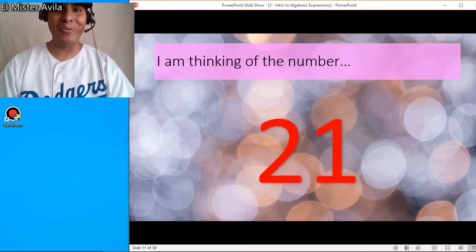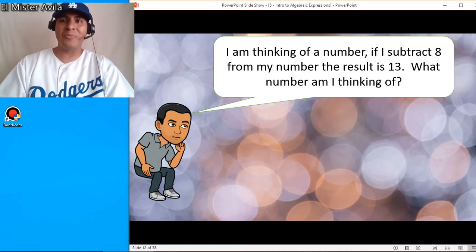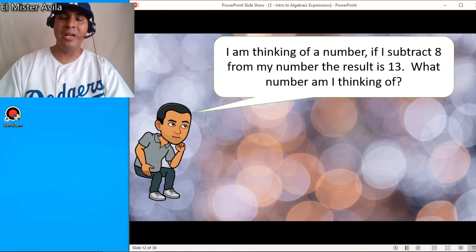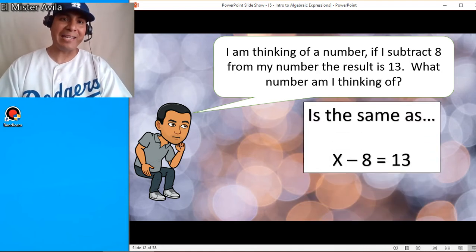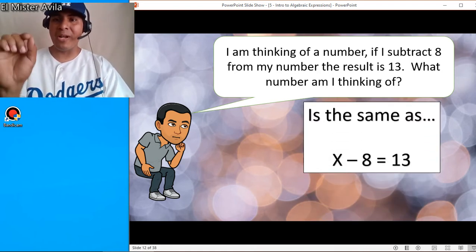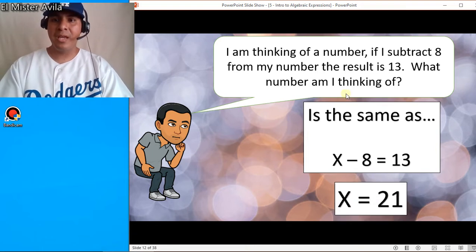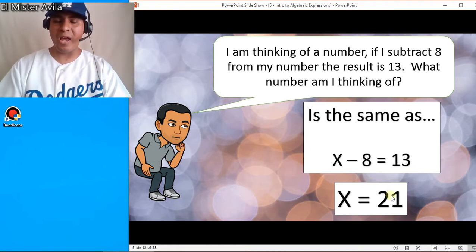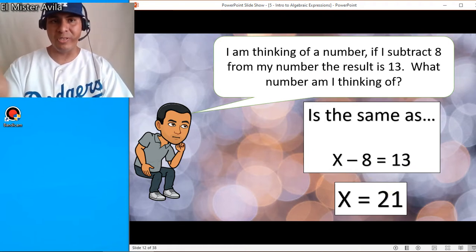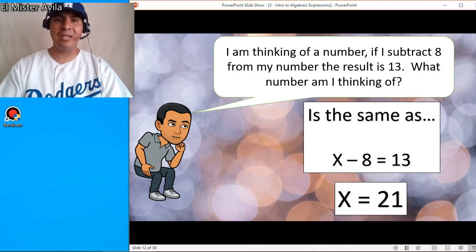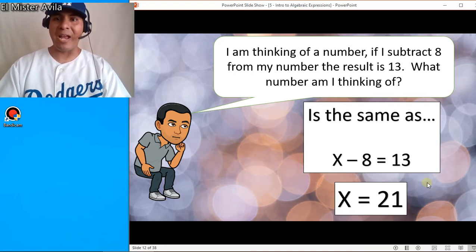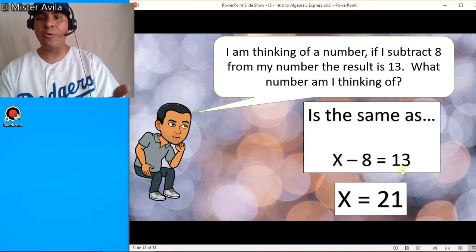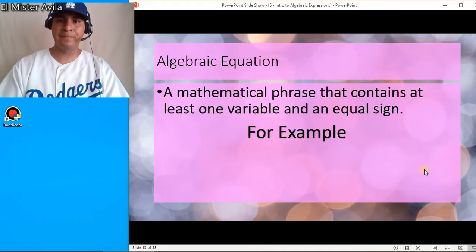Now, for those of you who have never seen algebra before, this is how we can use algebra to describe the situation. I'm thinking of a number. It's unknown, so I'm going to give it a variable. I'm going to call it x. If I take my unknown number and I subtract 8, that's what I wrote here, I get 13. So what number is the unknown number? Well, the unknown number is 21, because 21 minus 8 is 13. And we see it using variables. That's what algebra is all about. The value of x is 21. That'll make this equation true to be 13.